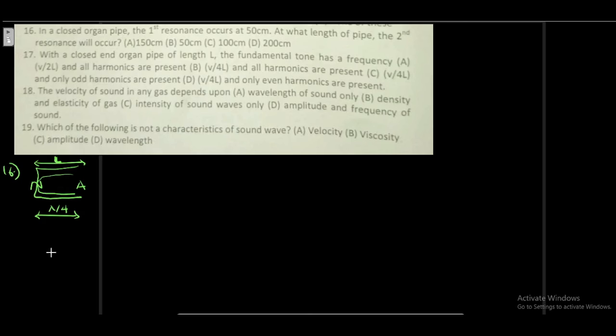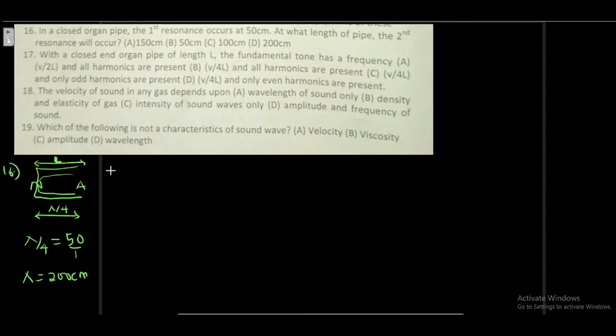And from here, we see that our length of pipe is 50 cm. So we're going to have lambda over 4 equal to 50. To get lambda, we simply cross multiply this 50 over 1. We have lambda times 1, so we have lambda equals 200 cm. So they said at what length of pipe will the second resonance occur?